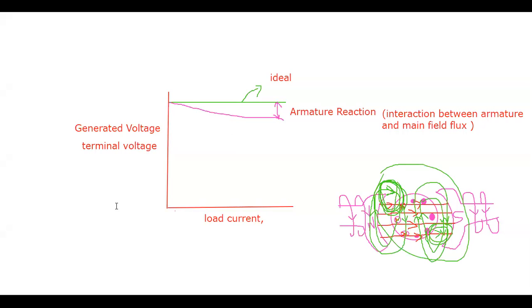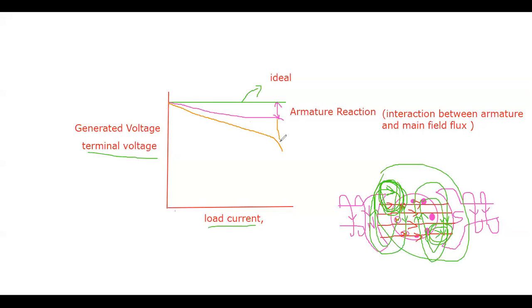Now, there are also some effects we want to discuss. If I plot the characteristics with respect to the load current and the terminal voltage, what I identify is a graph which has a lesser value than the internal characteristics.